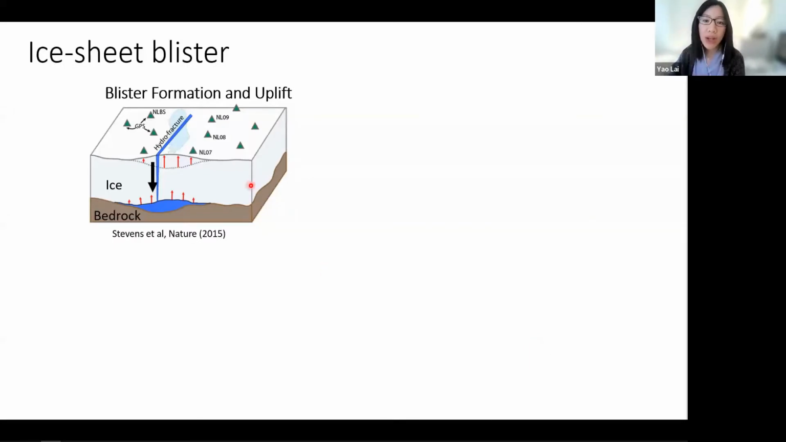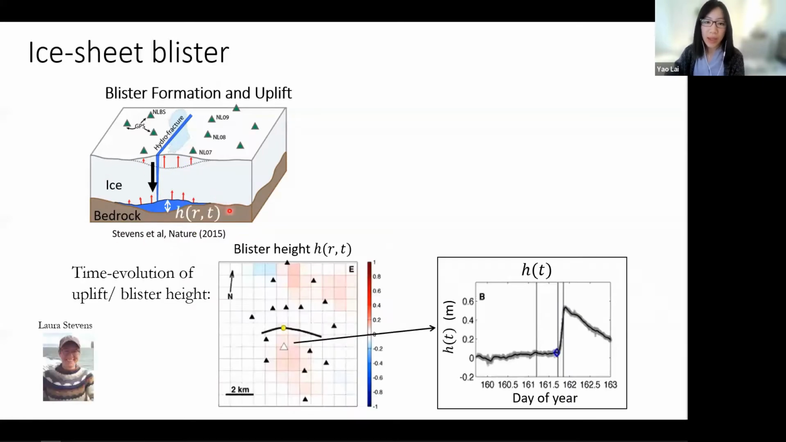So when lake water drains through a surface fracture and reaches the bottom of the ice sheet, it deforms the ice sheet and causes vertical uplift. And we call this a water-filled blister. So here is the surface vertical motion measured by my collaborator, Laura Stevens. She used a dense network of GPS data to estimate the distribution of the blister height after the injection of water. And red color denotes the positive vertical uplift, and blue is the negative uplift.